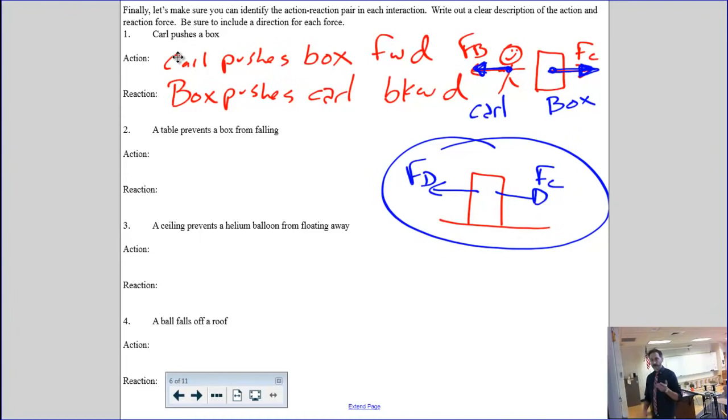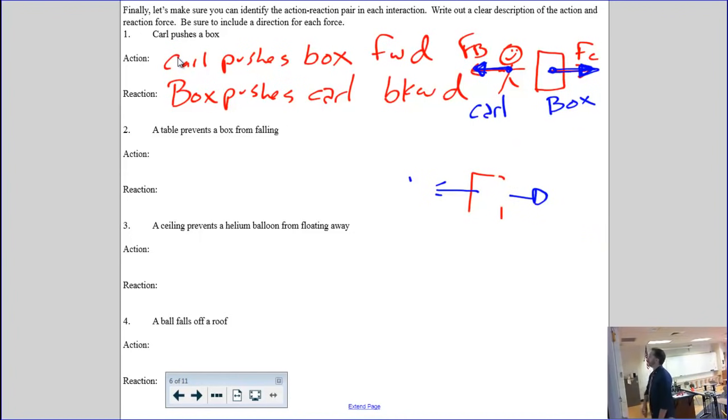Because the wording is, if A pushes B, that's a force on B, then B pushes A, that's a force on A. So action-reaction forces never cancel, because the action-reaction forces act on different objects. Okay? So in this next example, a table prevents a box from falling.